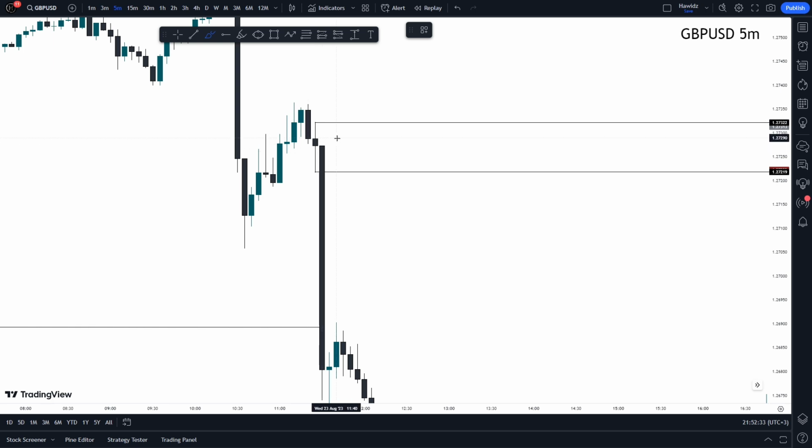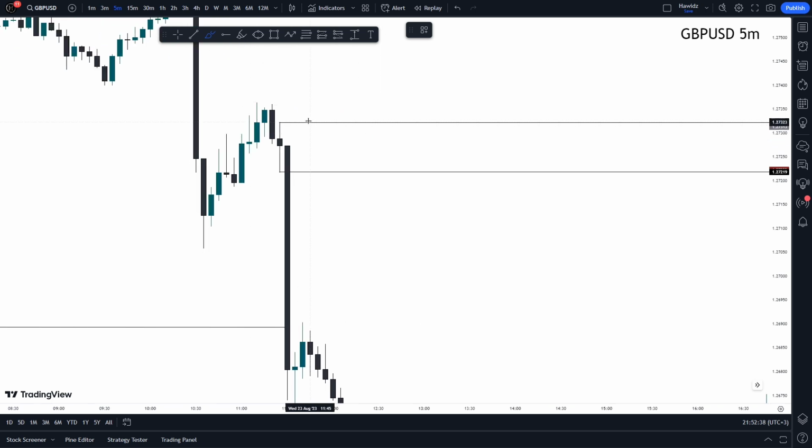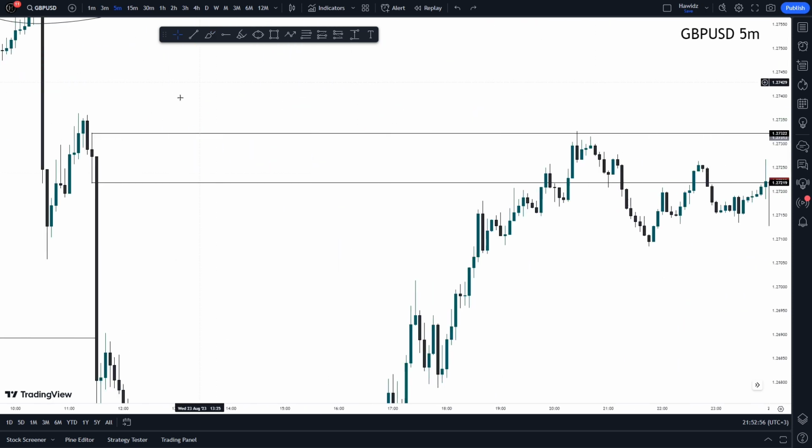So this is a very evident example of the concept of supply and demand. Both bulls and bears were involved at this area, so we had very big volume in here. This is a very good area of supply in this case, and this was the area that I was going for.